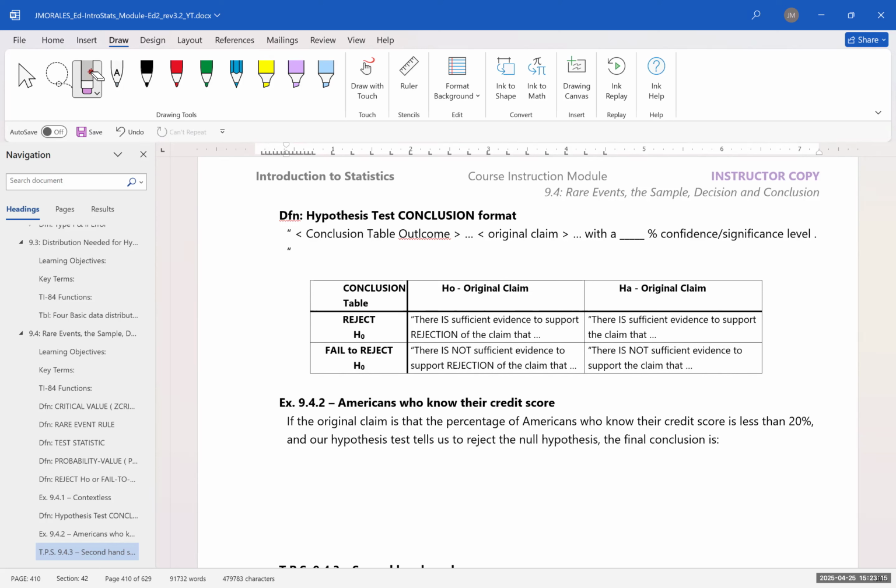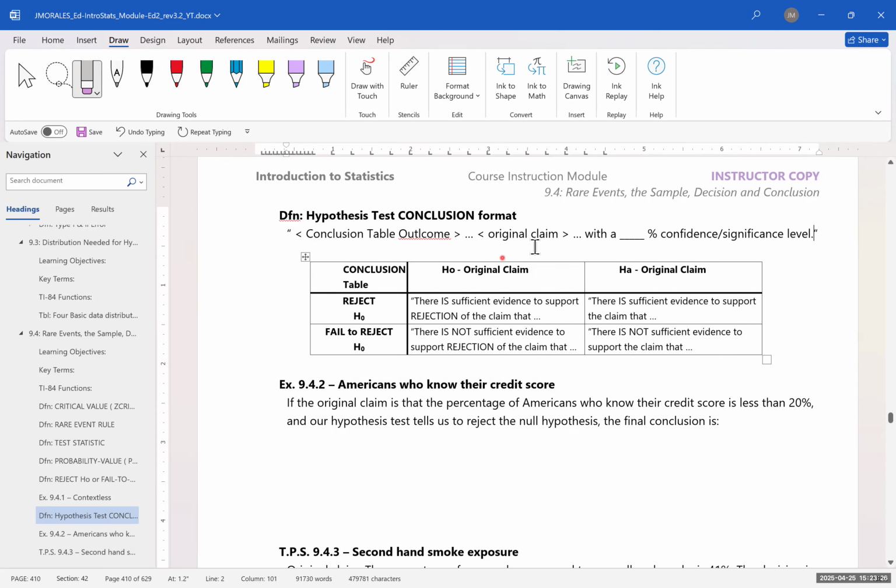So how do you write your conclusion? You put the conclusion table outcome first. Then you follow that with your original claim, and then you say what the confidence level or significance level was that helped you formulate that conclusion. Let's look at an example together to see how you would do that.